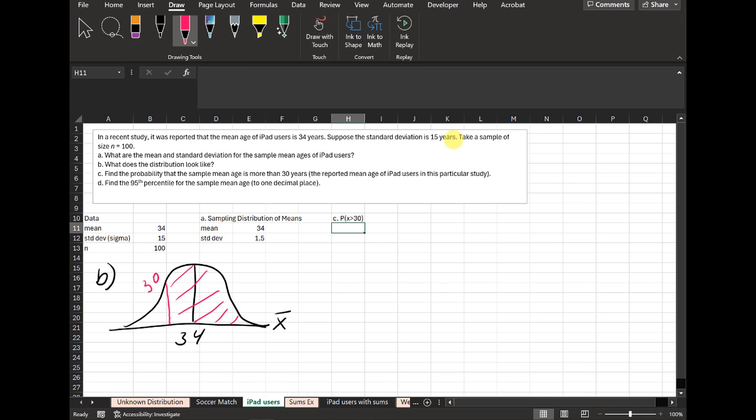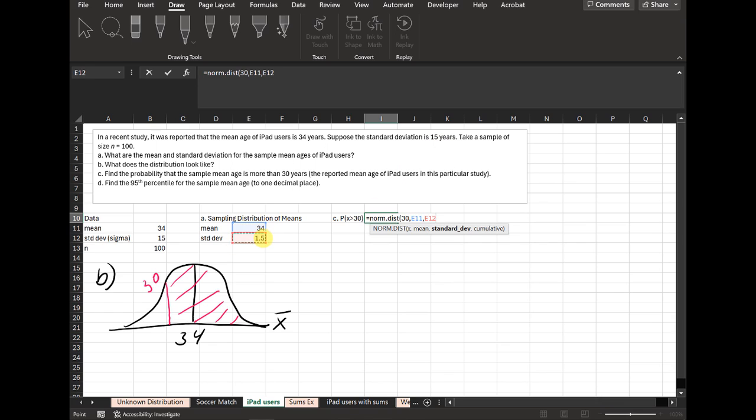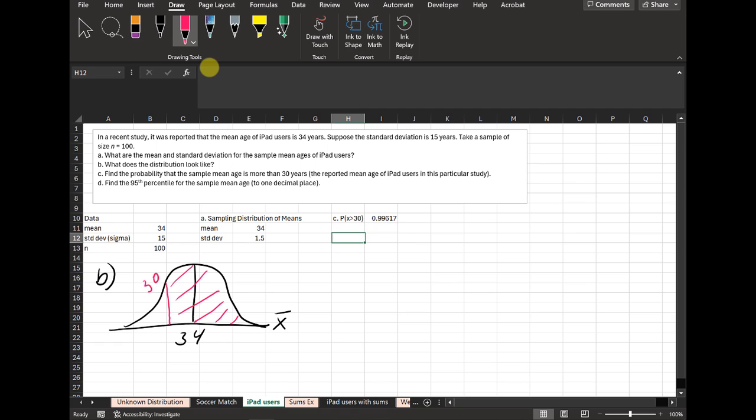Okay, so I am trying to find this area. And as far as finding this area, it's the same thing as what you did before, except now when you set up your normal distribution calculation, I'm going to have 30. I'm going to use my mean and my standard deviation from my sampling distribution of means. Once again, this always calculates to the left, so I'm going to take 1 minus that. Bada bing, bada boom. Okay, so there's my area.